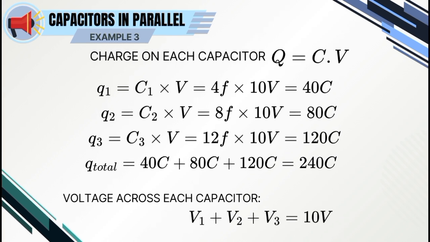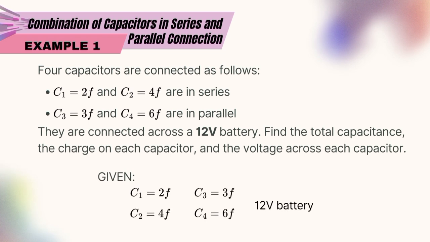For the total charge will be 240 coulomb. For the voltage across each capacitor, we will come up with the given volts, which is 10 volts. Combination of capacitors in series and parallel connection.